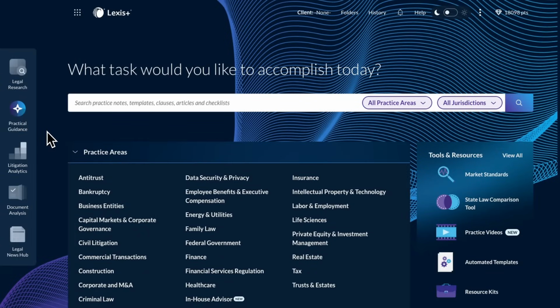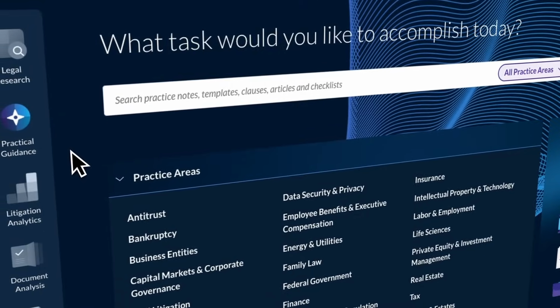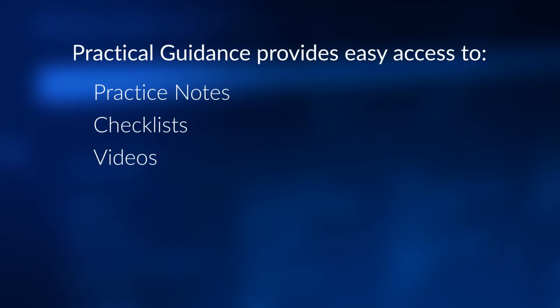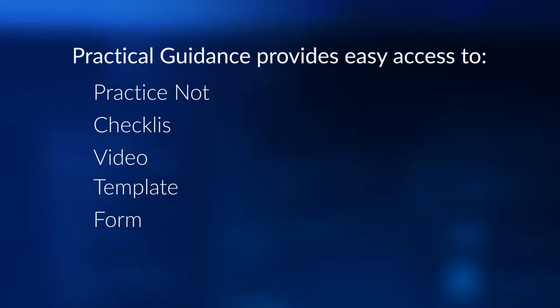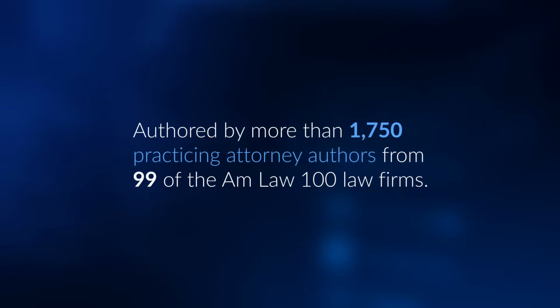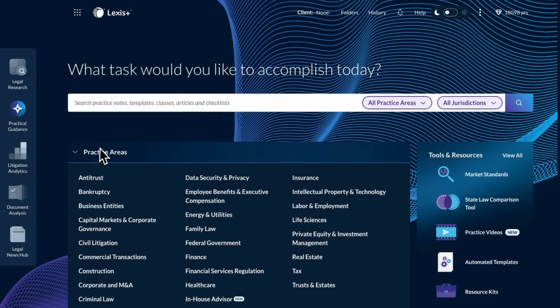Practical Guidance is an excellent place to begin because it provides you easy access to real practice resources in the form of practice notes, checklists, videos, and in our case today, templates or forms that have been authored by more than 1,750 practicing attorney authors from 99 of the Am Law 100 law firms. These practitioners offer their insights, tips, and best practices. There are 26 practice areas covered in Practical Guidance.